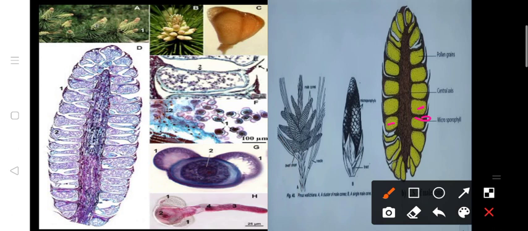A microsporophyll is comparable with the stamen of the flower of angiosperms. This is the stamen of an angiosperm flower. This is the filament part, and this one is the anther part. A microsporophyll is comparable because it consists of a stalk, equal to the filament, with a terminal leaf expansion, equal to the anther, the tip of which is projected upwards and called the apophysis.